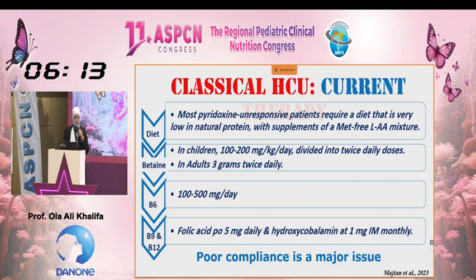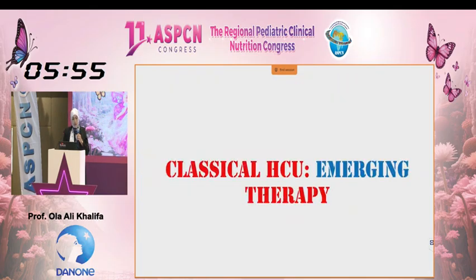But the problem is poor compliance is a major issue. Usually those patients who are pyridoxine non-responsive, like the same for the cataract population, are diagnosed late, so there is poor compliance, and they need a strict diet. This is usually the major problem. For this reason, as Professor Moin said, we are hoping and waiting for an emerging therapy that will help a better quality of life for these patients. The most important thing is the relaxation, or liberation, of dietary management.